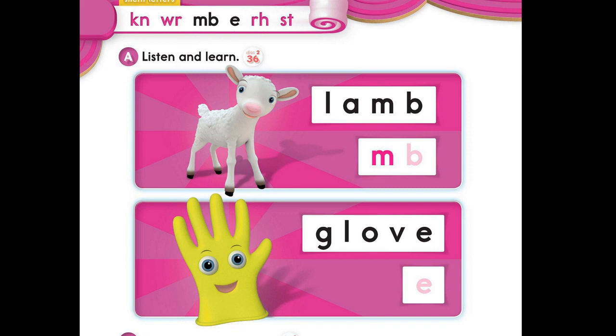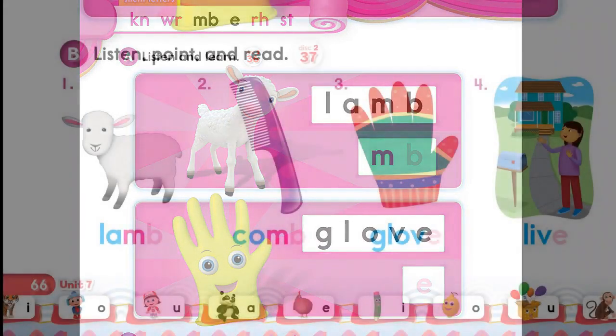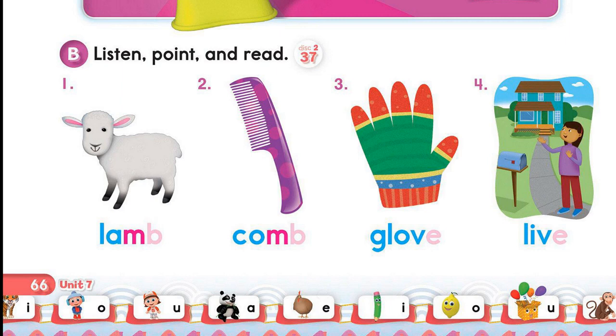Lamb. This is a glove. What's the ending sound in glove? V. That's right. V. Glove. Can you hear the e sound in glove? No. That's right. The e is silent. Glove. Page 66. B. Listen, point, and read.